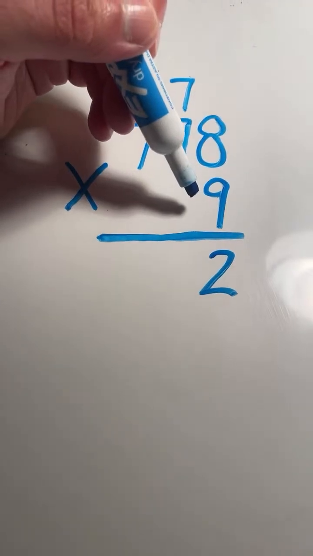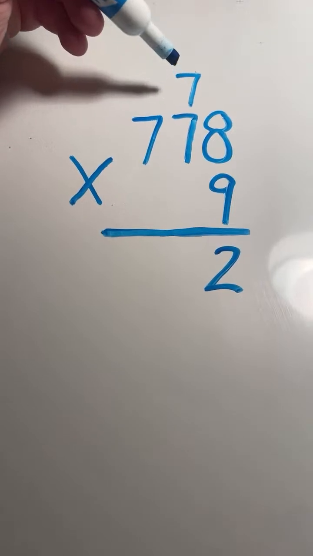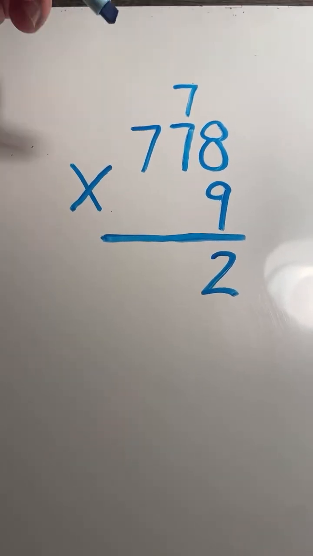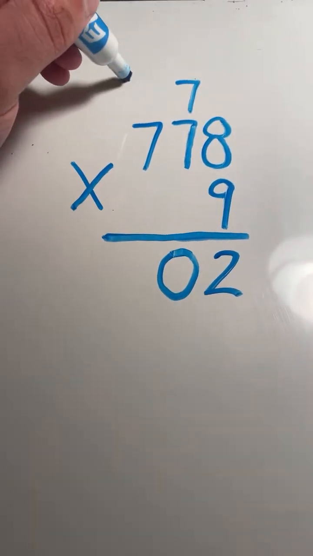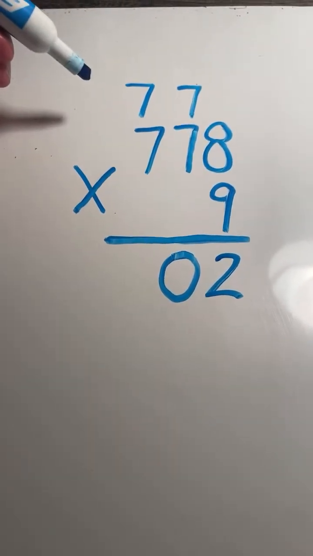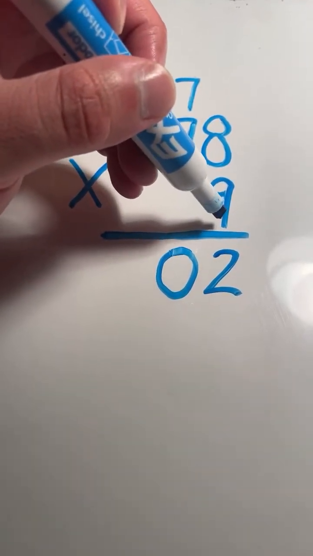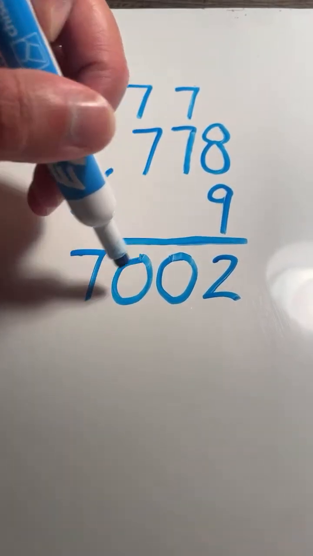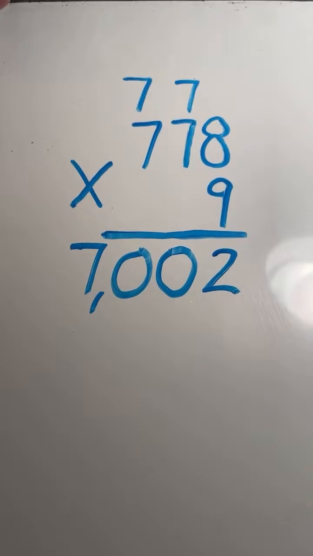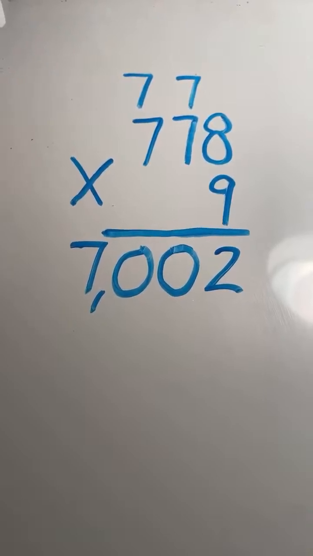7 times 9 equals 63. We have to add the 7 that we carried over. 63 plus 7 equals 70. Again, we got to regroup. The 0 in 70 goes in the tens place. The 7 in 70 is carried over to the hundreds place. 7 times 9 again equals 63. 63 plus 7 is again 70. And we have our final answer, 778 times 9 equals 7,002.